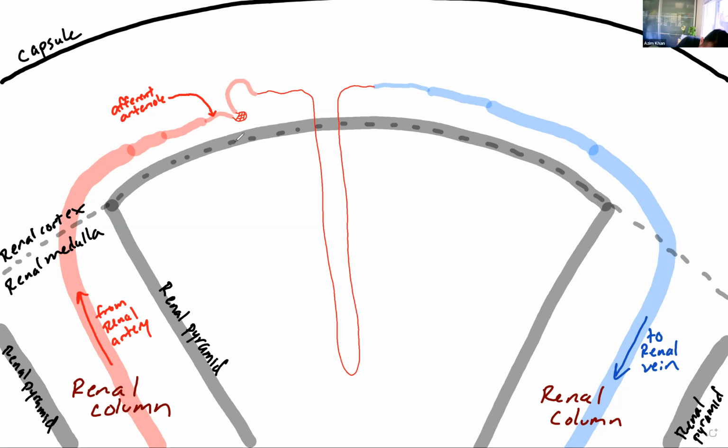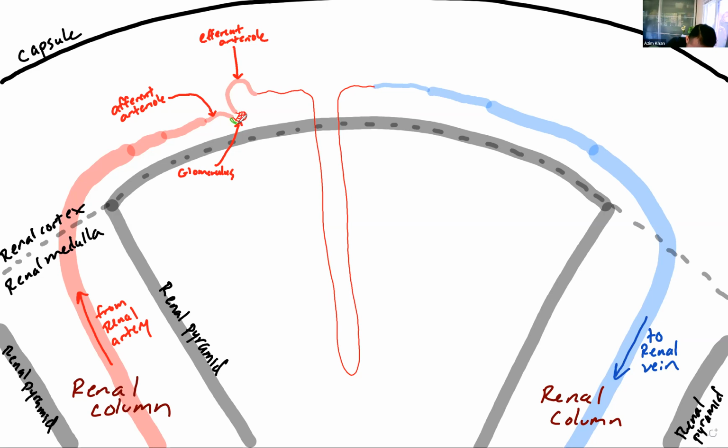Our glomerular capillaries, leading to our efferent arteriole. So surrounding the glomerular capillaries, surrounding the glomerulus, this is where we're going to find our Bowman's capsule. So let's draw our Bowman's capsule.